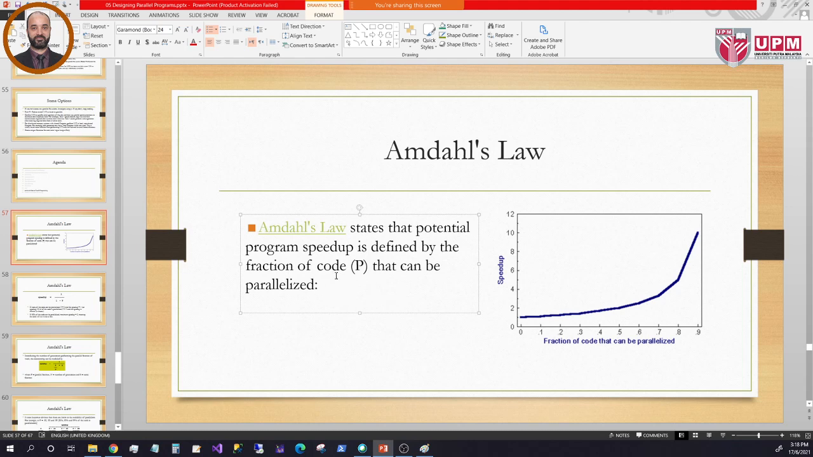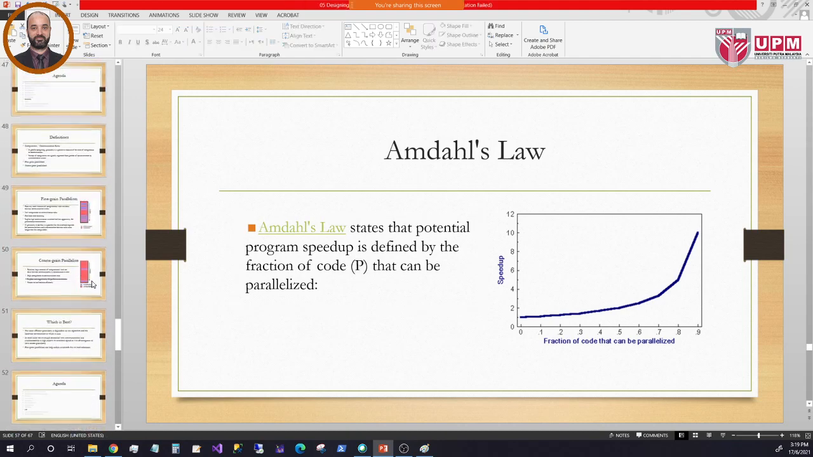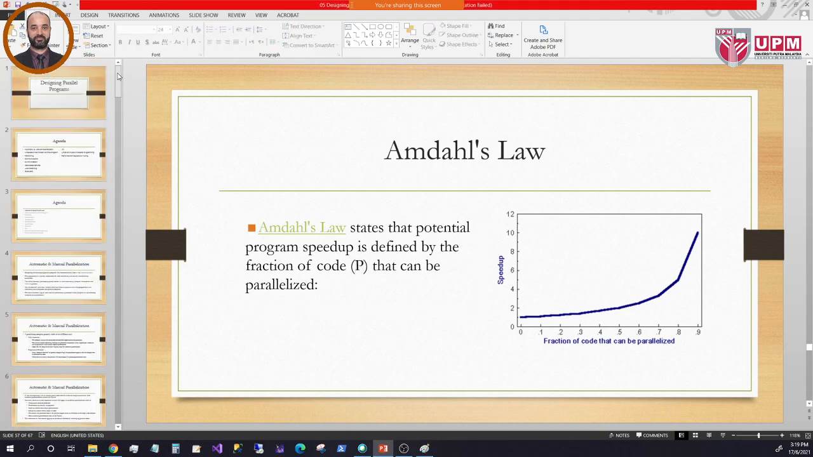But if the nature of the program makes P very low, why? Because the tasks for that problem are dependent, like the series that we have taken last time. What do they call it? Fibonacci. I forget it.